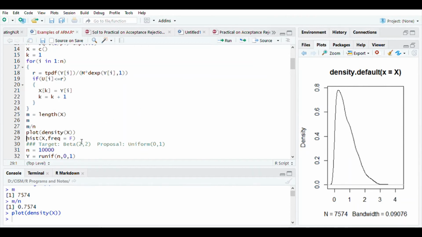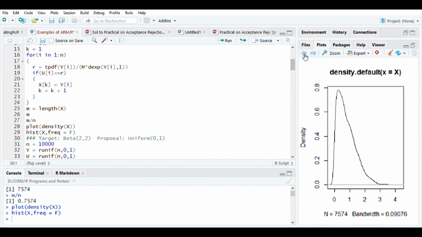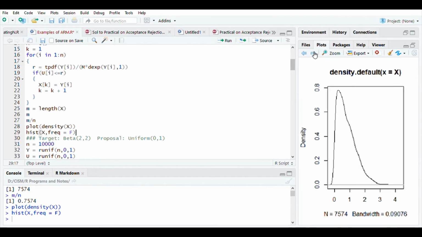Just to be very clear about this, look at the histogram of it. See here, the highest value is pointed, and when you had plotted the target PDF, look at the value, it was pointed. So fine, that is what you have got here in the histogram also. So it looks like we have actually got a sample from the target distribution, that is the positive normal distribution. Now let us move to the second question.